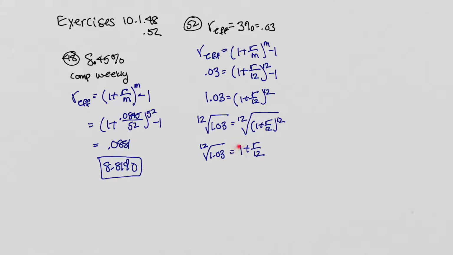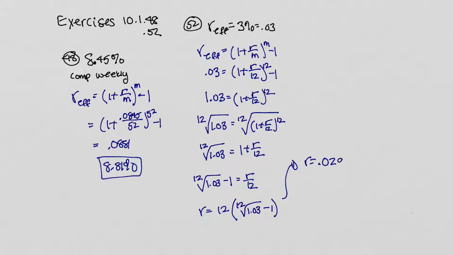Let's subtract that 1. So that'll give us the 12th root of 1.03 minus 1, and this is equal to R over 12. And one more step, I think we'll have it. Let's multiply by this 12. So we will get R is equal to 12 times the 12th root of 1.03 minus 1. And when I made that computation, I got R equaling 0.0296, I'll round it off here, so that's going to be 2.96%.